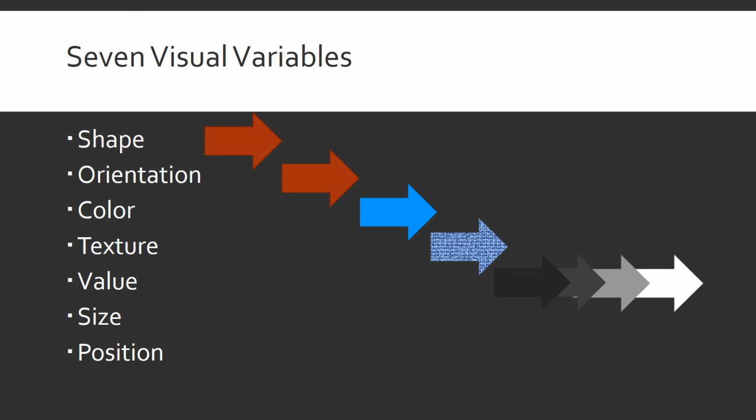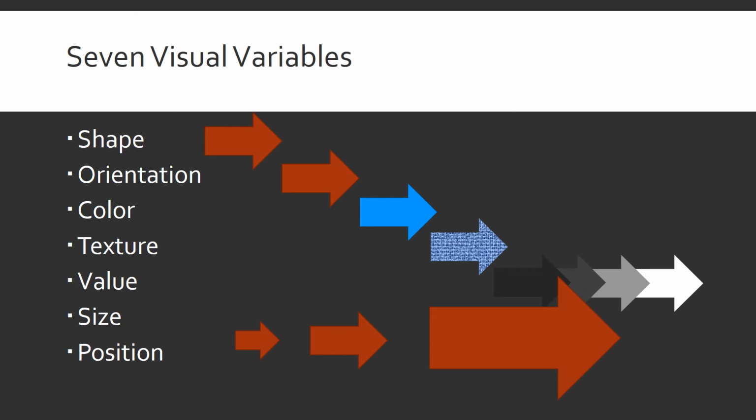Another way in which we can alter or change a design object is its size, right? This arrow could be very small, medium, or large. But again, those are relative terms. If I just look at this in and of itself, there's nothing to tell me this arrow is small or large. It's only when I look at it in comparison to these other arrows that I might call it small. So size can be both relative and absolute.